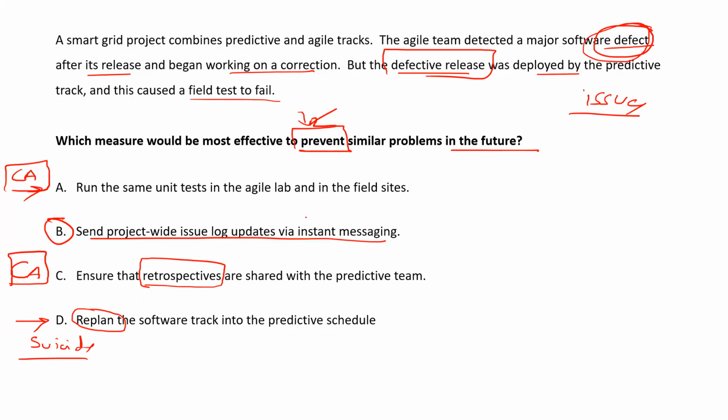Sir, what is the meaning of retrospective? Retrospect is lessons learned, what we do after every iteration: what went wrong, what we should stop doing, what was good, what we should continue doing. So retrospect is for the corrective actions and preventive actions.